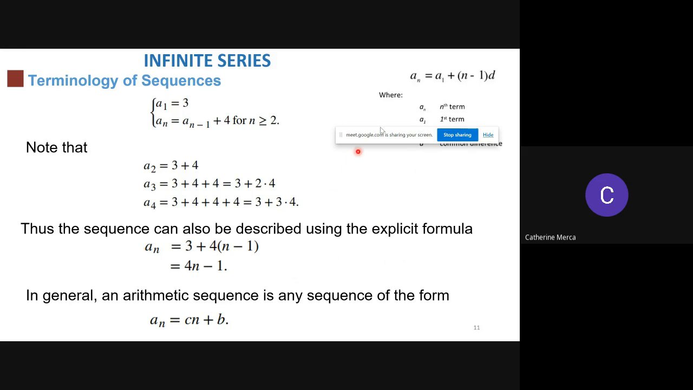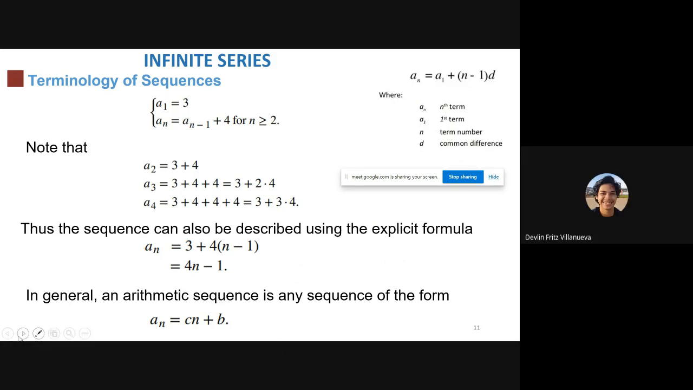So here, di ba? A sub n is the nth term. A sub 1 is the first term. N is the term number. Pag A sub 100, term number yun. D is the common difference.